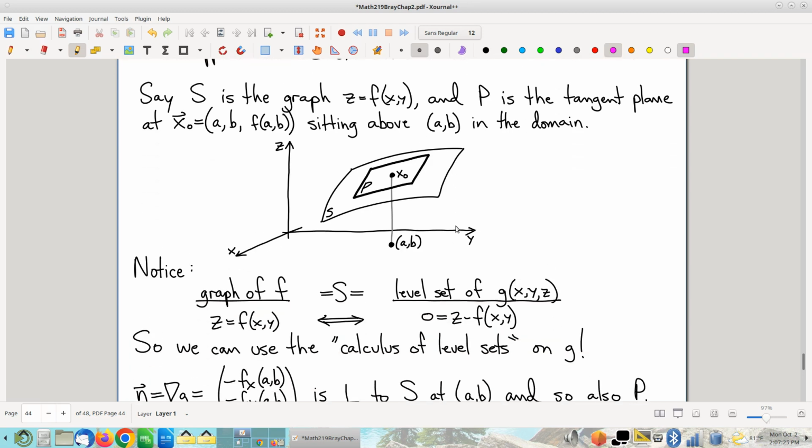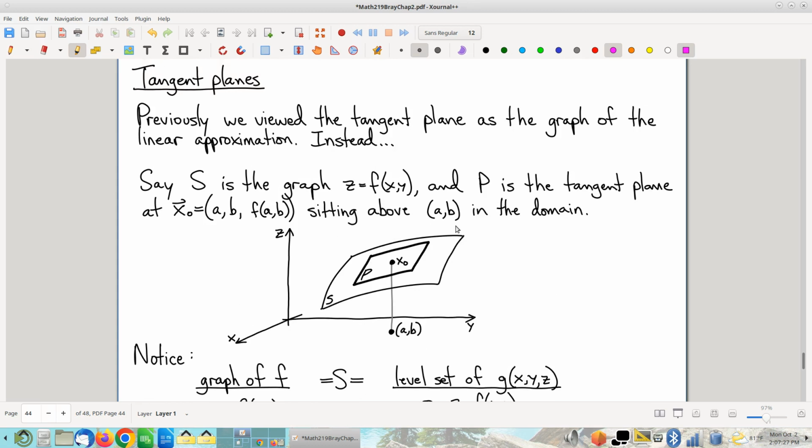I want to ask a question that we already know the answer to. How do I find the equation of a tangent plane? It's old news. It's the graph of the linear approximation. Right? We have that answer. I'm going to show you a different way to think about it, a different way to derive it, and this tool has uses in other ways. Okay, so here we go.